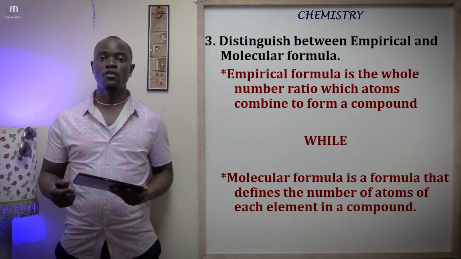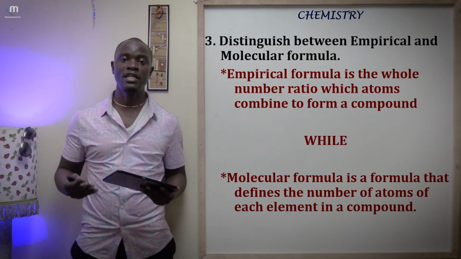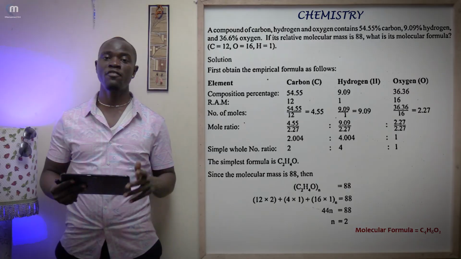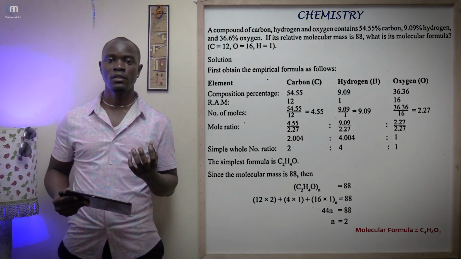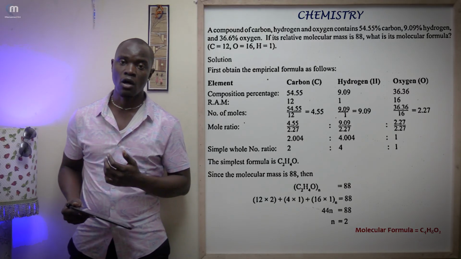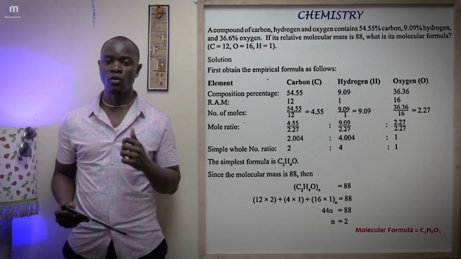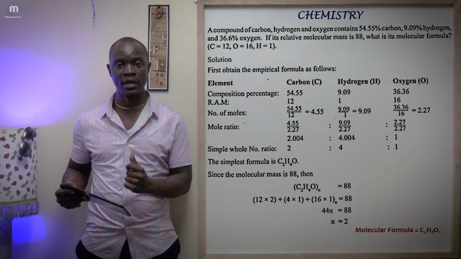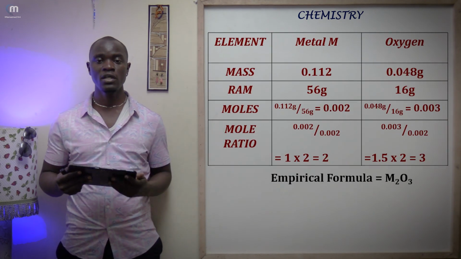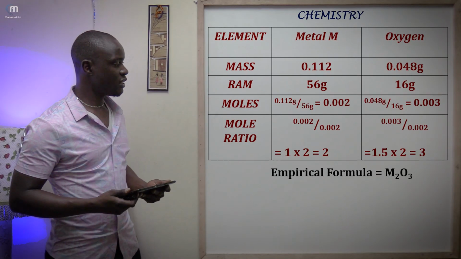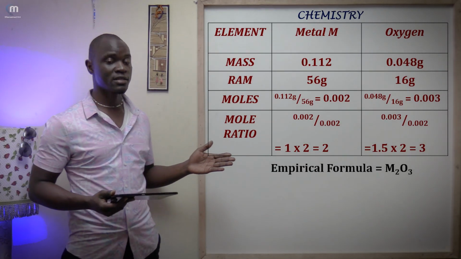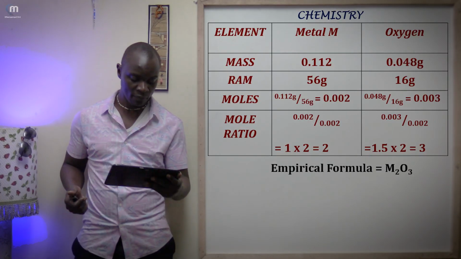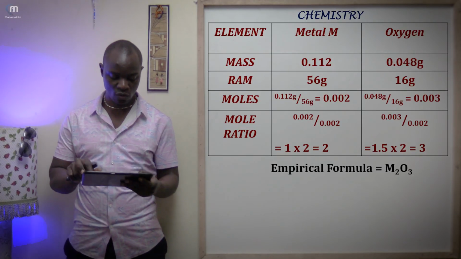What about molecular formula? Molecular formula is the formula that defines the actual number of atoms or elements in a compound. So for M, how many M are there? How many oxygens are there? That is the mole ratio. It's the formula that determines the actual number of elements or atoms found in the compound. As you can see in this table, the answer we gave was the empirical formula. Maybe if you get another question on molecular formula, we will go through it and see what happens.